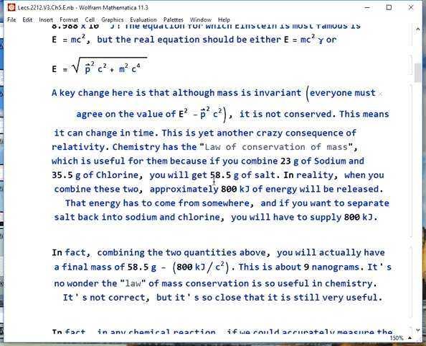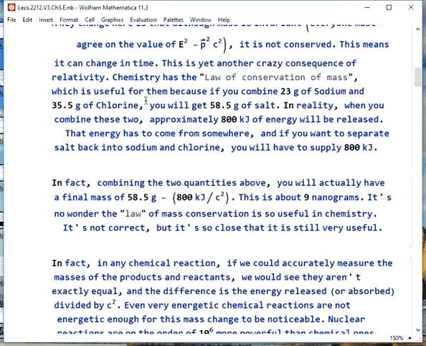What really happens when you combine the two quantities above, you get less than 58.5 grams, but it's less by this tiny amount, 800,000 joules over c squared. That's about 9 nanograms. It would be essentially impossible to measure. That's the reason why, even though it's not really a law, the chemists can get by with saying there's a law of mass conservation, because in general, to the best of our ability to measure, mass is conserved in a chemical reaction.